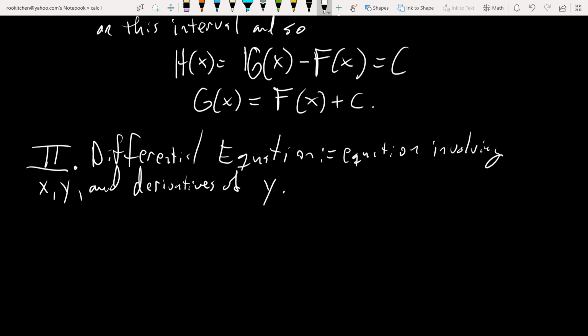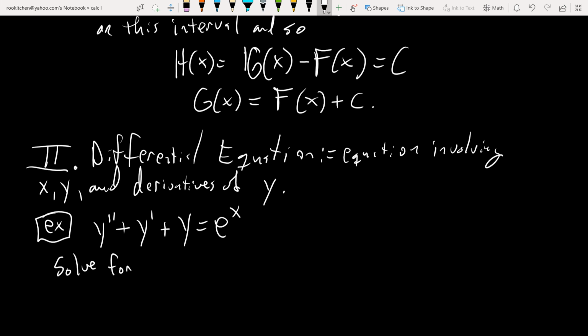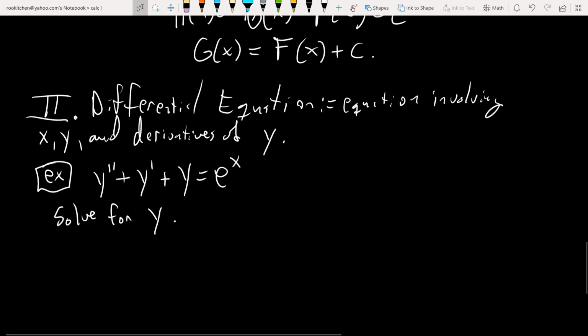An example from later work, you'll have maybe something like y double prime plus y prime plus y equals e to the x. And what you're supposed to do with these things, instead of finding x equals something, you want to find y equals something. So you're trying to solve for this magical function y. Okay, and that's the game. At this point, you are going to have kind of simple differential equations. Actually, anytime you find an antiderivative, you're doing a differential equation.